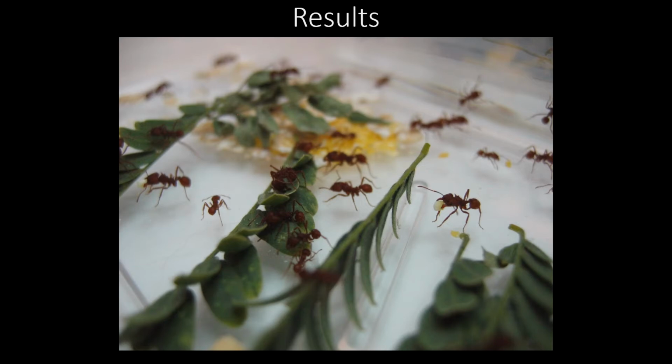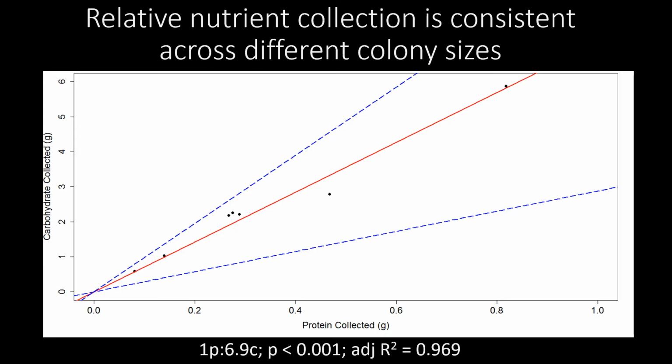There were two main results of this experiment. First, colonies regulate their relative collection of nutrients across a range of colony sizes. On this graph, each point represents the average 3-day nutrient collection of one of the experimental colonies. The dashed blue lines represent the experimental diets, and the red line is the line of best fit for the data points. The colonies used for this experiment varied considerably in size, and while absolute nutrient collection was correlated to colony size, relative nutrient collection was quite consistent.